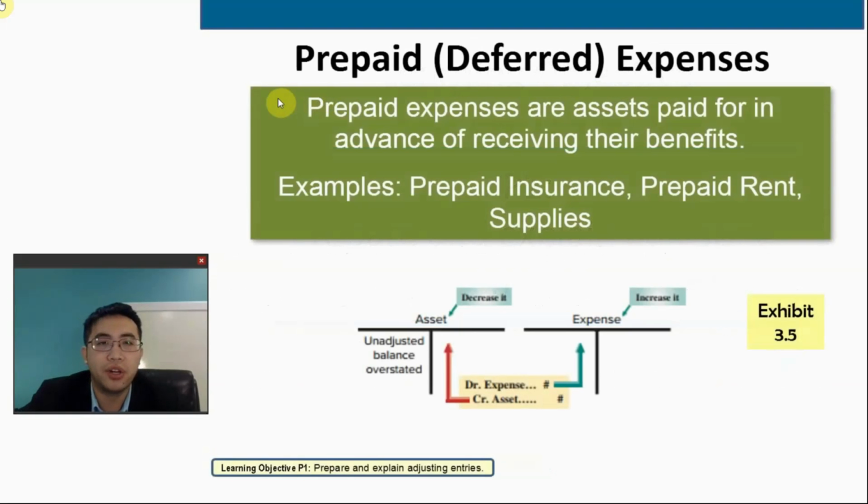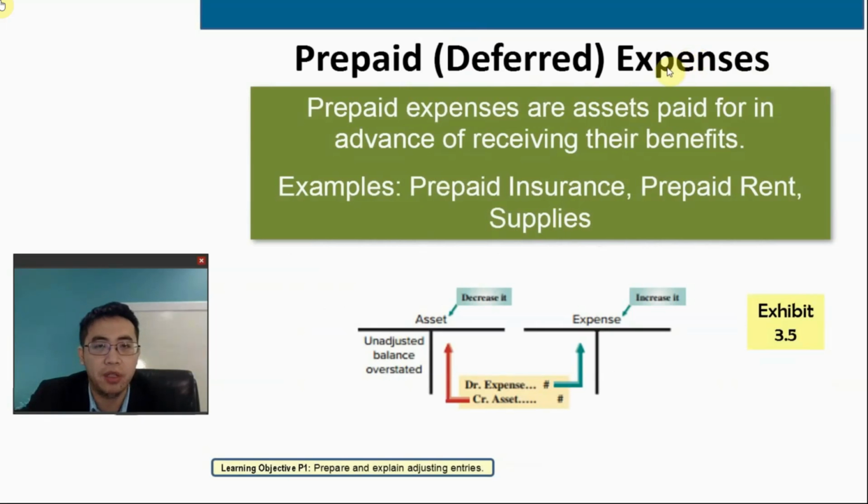Here let's first analyze prepaid expenses. Prepaid expenses are also called deferred expenses. Why do we call it deferred? Again, today the money is paid, and the service will be delivered in the future. So money comes first, and then the goods and services will be delivered later. That's why it's called deferred.